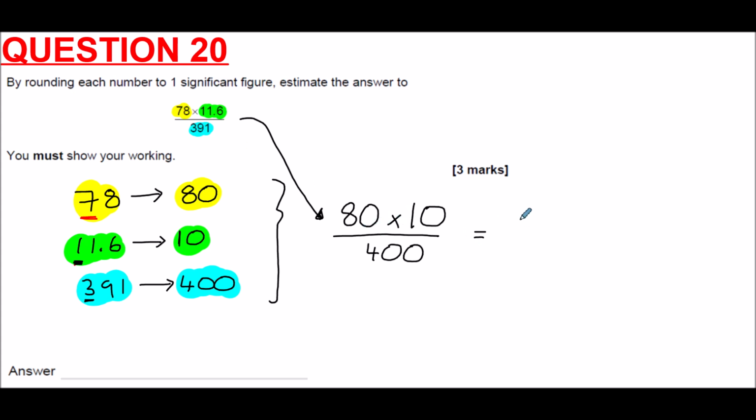And so 80 times 10 is 800. 400, we can just stay as it is. 800 divided by 400. Now because both 800 and 400 are whole numbers ending in zeros, we can cancel this down easily enough by just cancelling zeros from the right, moving inwards. And so we'd have 8 over 4, which means 8 divided by 4, which of course is 2. And so our estimated answer is 2.